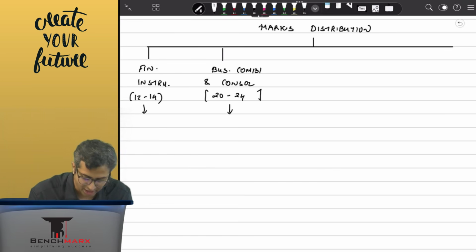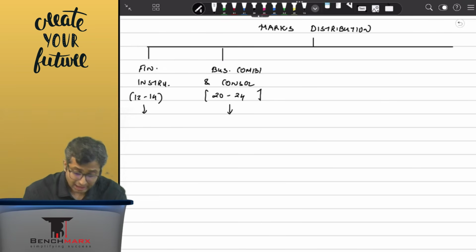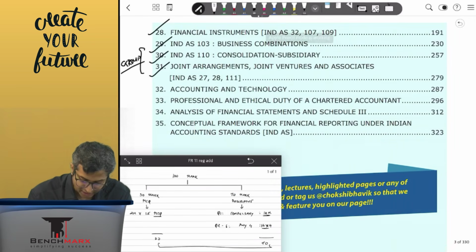So over here, this is 10 to 12, 10 odd marks for one of the chapters, 14 marks for the other chapters, you can count. Okay, then you have, so these are your bigger chapters.